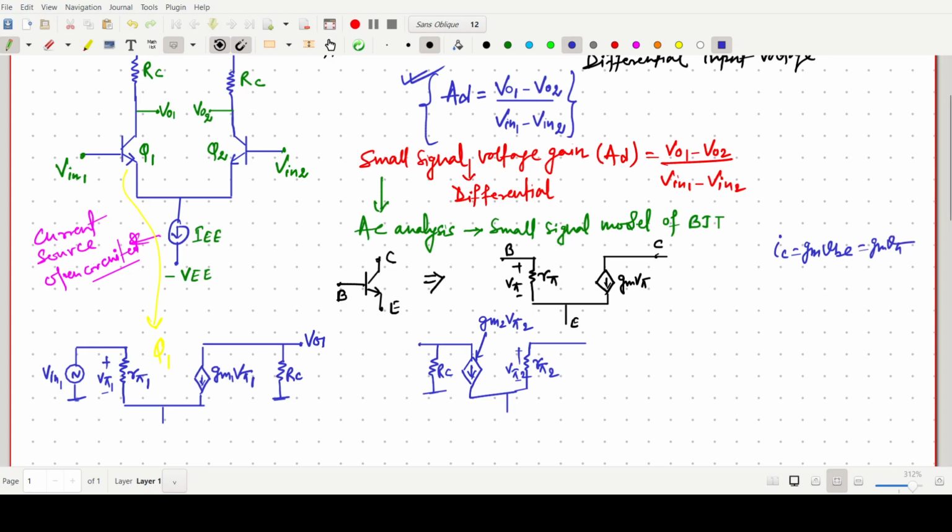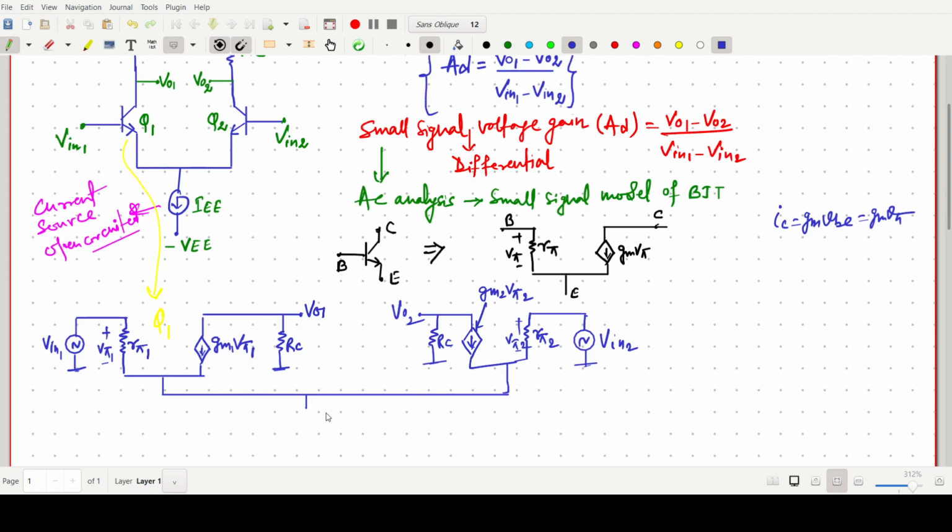And this one is V naught 2. That's why I'm making it like that. And this value is more or less V in 2. And these 2 points, the emitter, are connected together. So one can connect, and the current source is there, so it should be open circuited and ground. So basically this one is nothing but simply virtually ground.